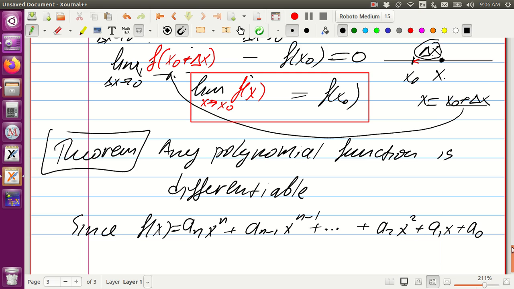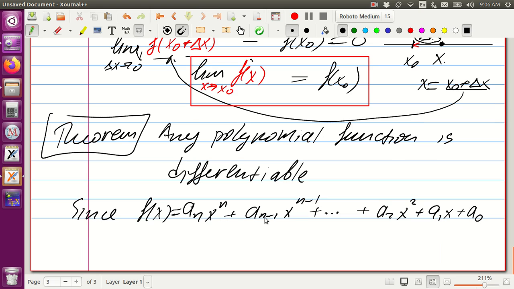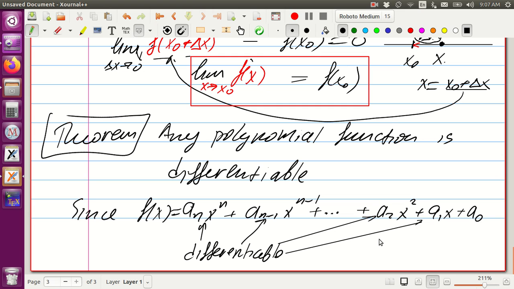And you can clearly see that because of the sum rule, we can split it up into a bunch of monomials. And each monomial is differentiable because of the power rule. So that's why it works, right? So this one is differentiable. This one is differentiable. This one is differentiable. This one is differentiable. And this one is differentiable. So any polynomial function is differentiable.